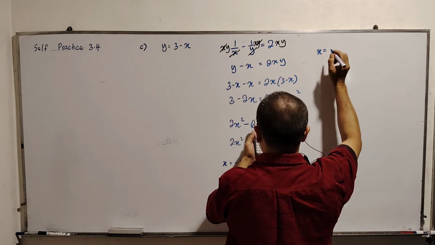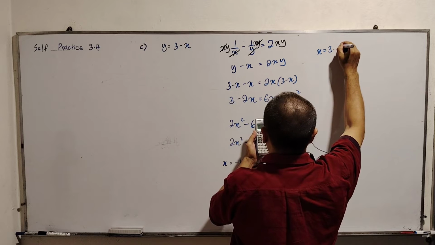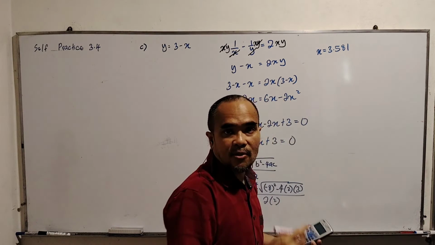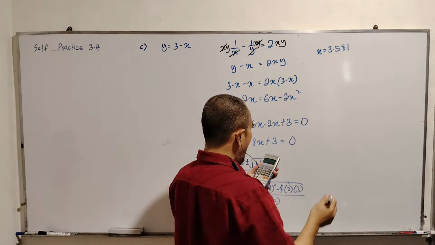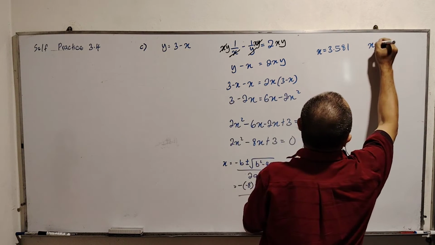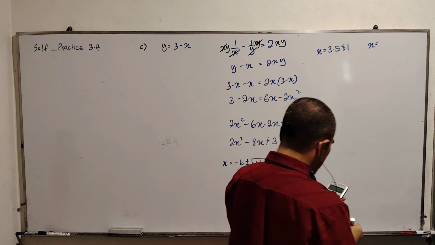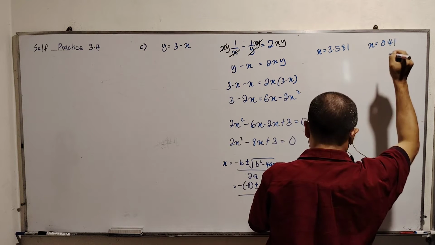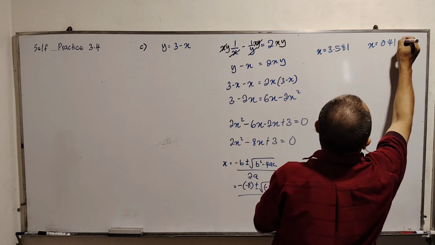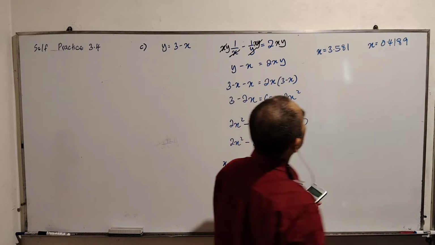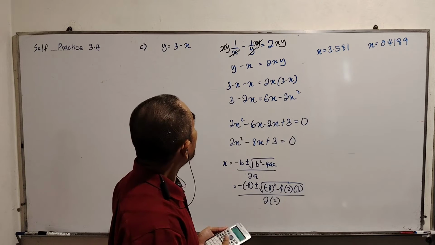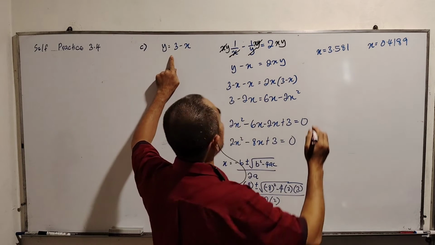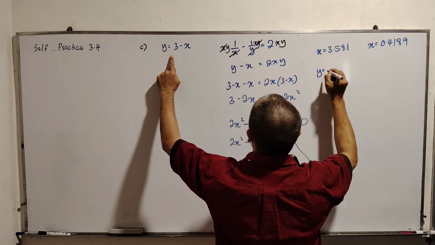So x is 3.581, at least 4 significant figures, but it is okay for you to give extra. And the other x is 0.4189. So after that, you should replace the values into this equation to get the value of y.